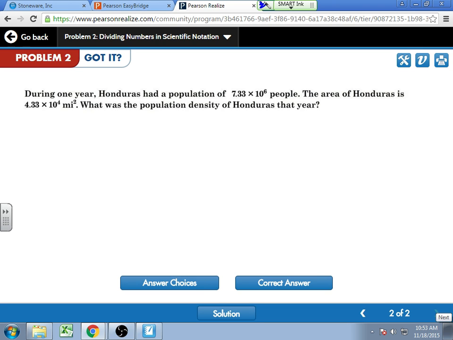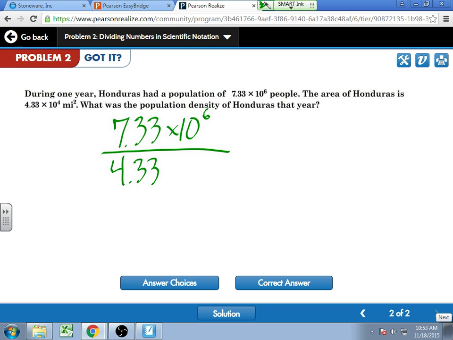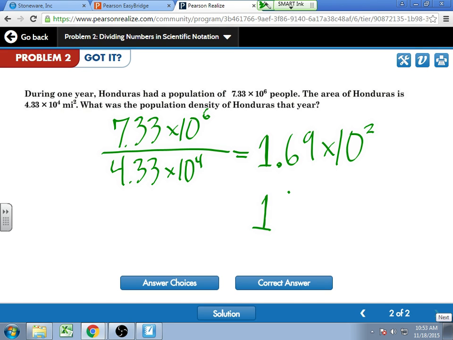Ben, question? Answer? Give me the process. 7.33 times 10 to the 6 over 4.33 times 10 to the 4th. And you divide like terms, and you get 1.69 times 10 to the second. Or if we wanted to write this in standard form, it'd be 169 people per square mile.